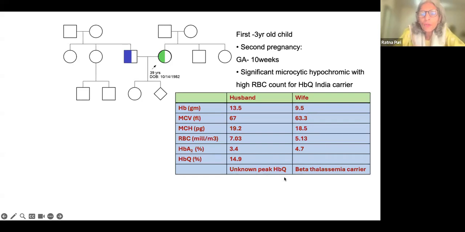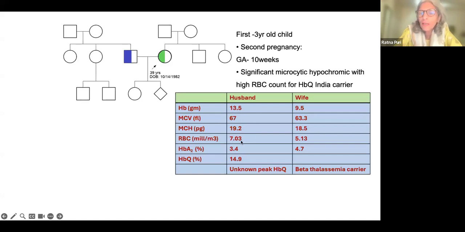The husband was reported to have an unknown peak in hemoglobin Q. This is a variant in the alpha globin gene. Now, if he's a hemoglobin Q India and the wife is a beta thal carrier, there is no indication for prenatal diagnosis. But what do you have to see here? You have to see that there is microcytosis, there is hypochromia, and look at this RBC count of 7 for a hemoglobin of 13.5. Even though the hemoglobin A2 was reported as normal by the lab, this should alert you.